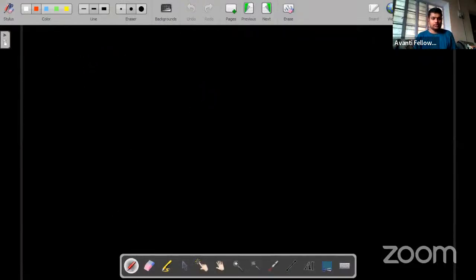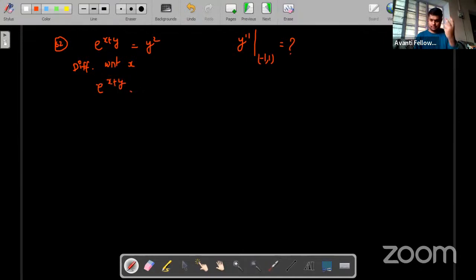Okay, so the question is e to the power x plus y is equal to y square. First of all, we are differentiating with respect to x. We have to find y double dash at (-1, 1). So e to the power x plus y into the differentiation of the power: x differentiates to 1, and y differentiates to y dash, is equal to 2y dash.